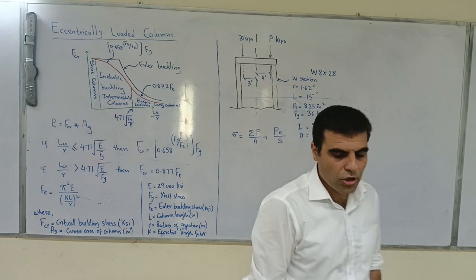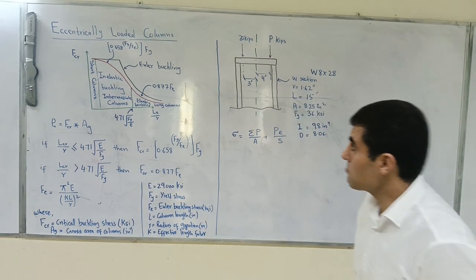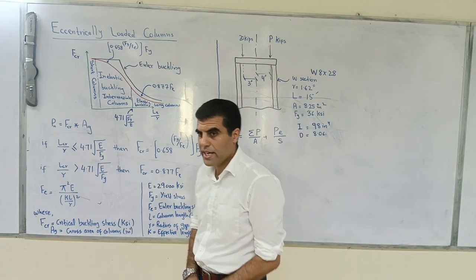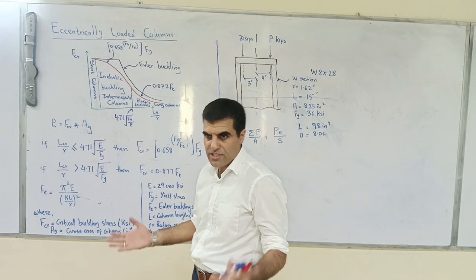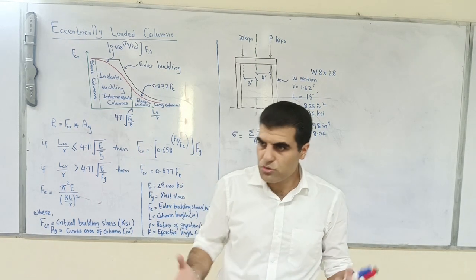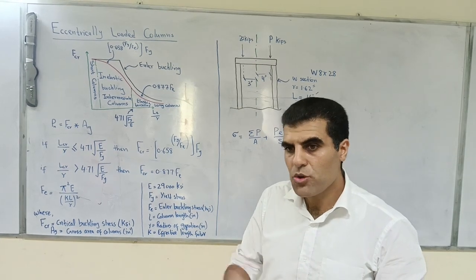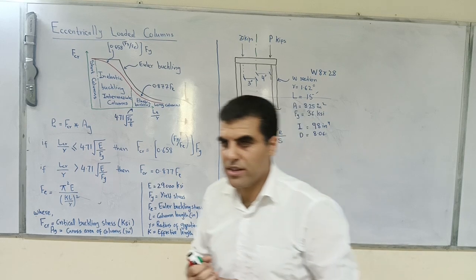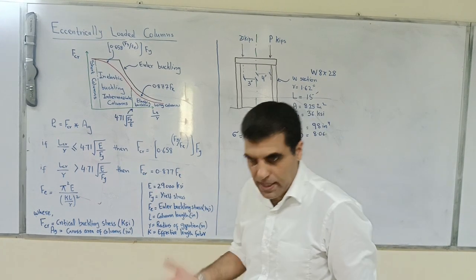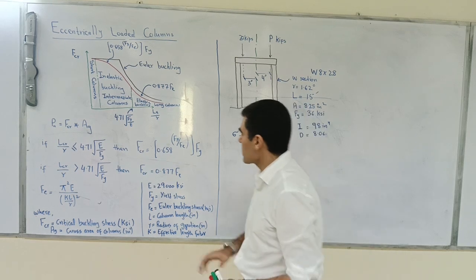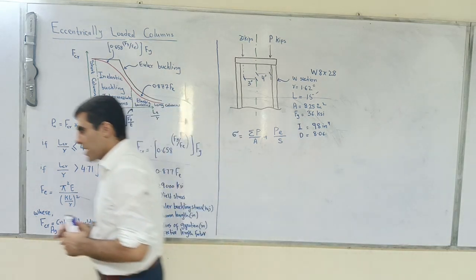So you guys have already done analysis of columns in your Mechanics of Solids 1, where you were introduced to simple formulas like stress is equal to P by A to solve compression problems. And then when you kept on increasing the length, you faced a circumstance where the compression member started buckling, and then you got introduced to Euler buckling. You derived the Euler buckling equation.